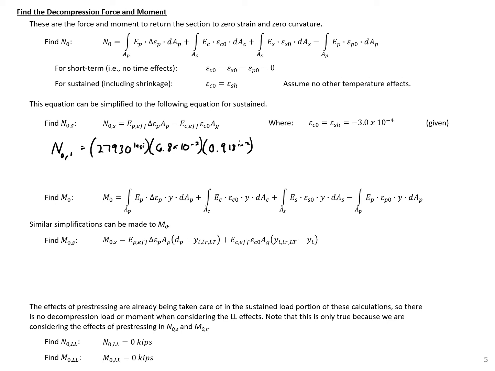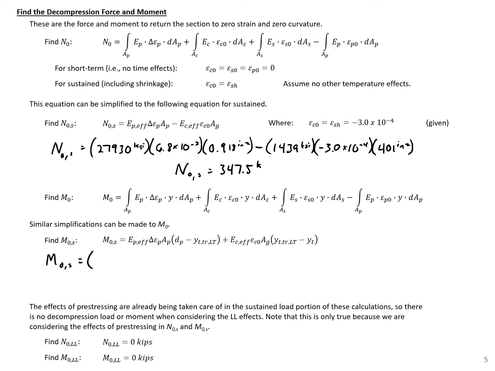inches squared. And then we subtract off our effective concrete modulus, 1,439 KSI, times our shrinkage strain, which is going to be, it's negative for compression, so negative 3.0 times 10 to the negative fourth, and then times our gross area, 401 inches squared. So this will give us an N naught sub S of 347.5 kips.